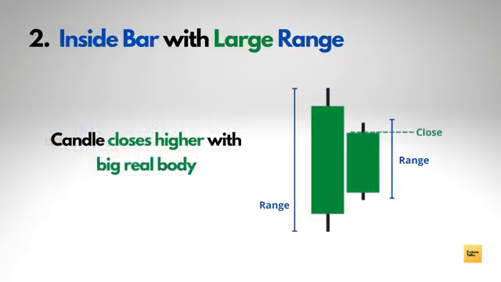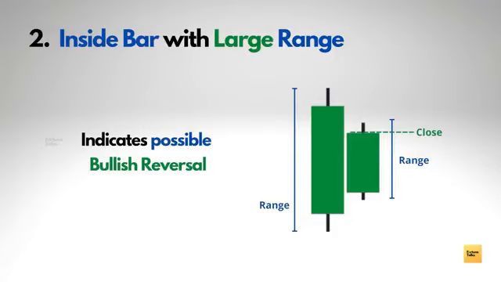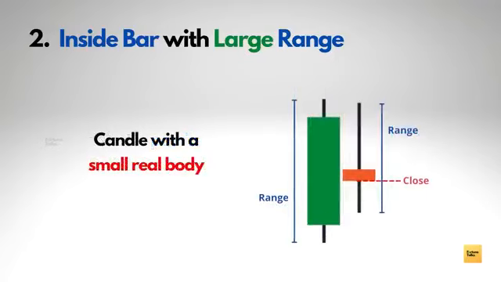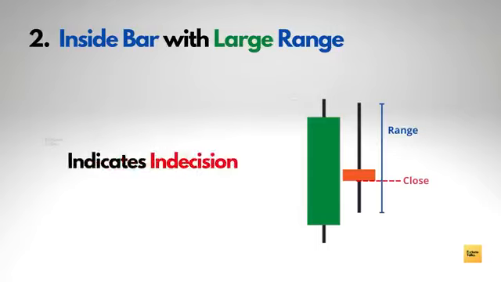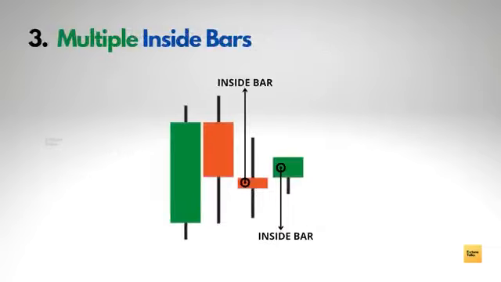As you can see, in the first category, there is a large inside bar with bullish close which shows signs of bullish strength. Moving on to the second type, it is a large inside bar with a small real body which shows signs of indecision. So depending upon the range and the real body, the inside bar can either represent an indecision or a reversal in the market. Now the third type of inside bar is multiple inside bars.